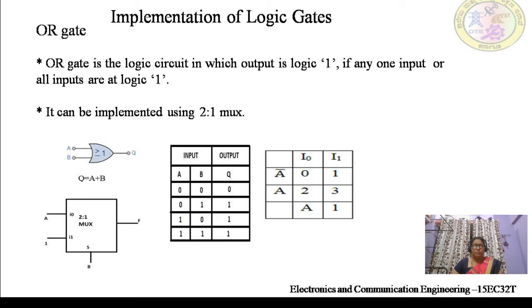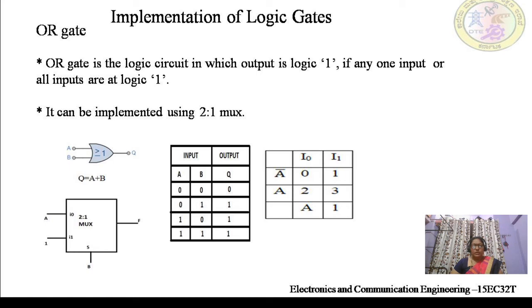So now we have to implement this using mux. Here I can use a 2:1 mux for the implementation of the logic gate, and a 2:1 mux has 2 input lines, 1 select input and 1 output. So here the 2 inputs are I0 and I1, the select line is S, and the output is F.